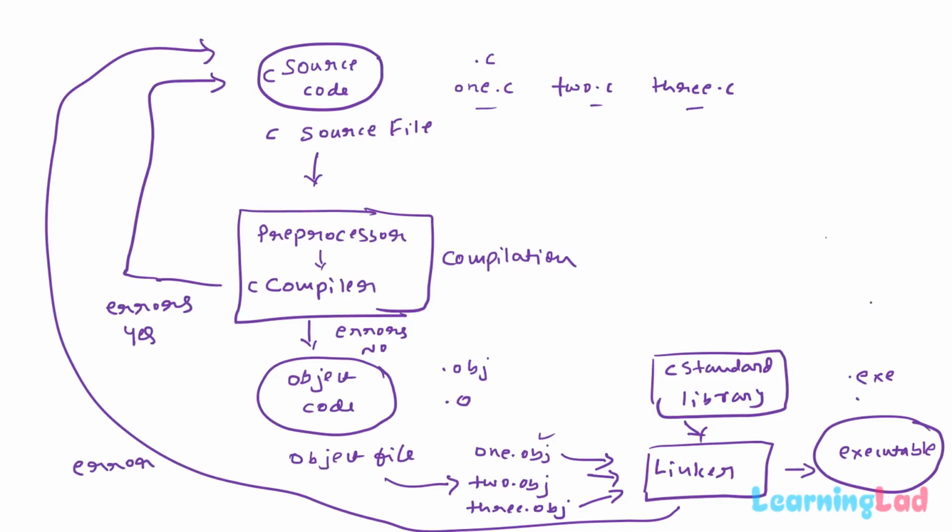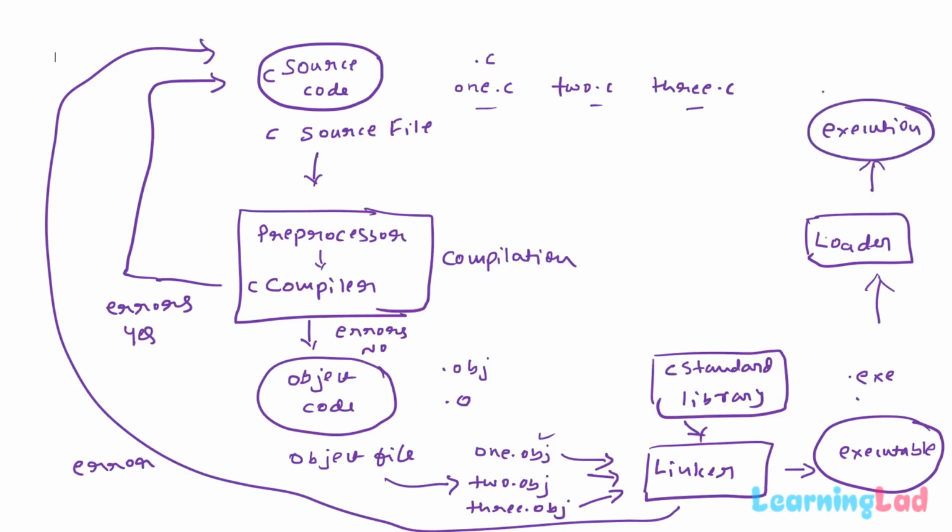Now the next thing that we have to do once we get an executable is to execute that program. For that purpose, a program is used, and that is called the loader. This loader will take your executable and load it into the primary memory, which is the RAM, which stands for random access memory, and then the processor will execute it. And after executing your program, it may work and produce the result successfully, or it may not work properly.